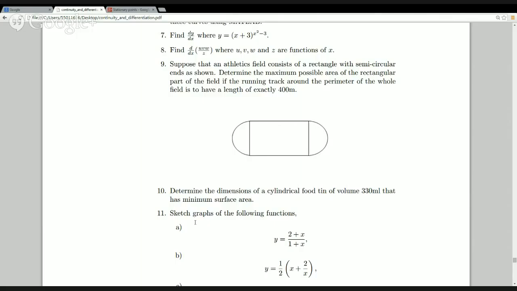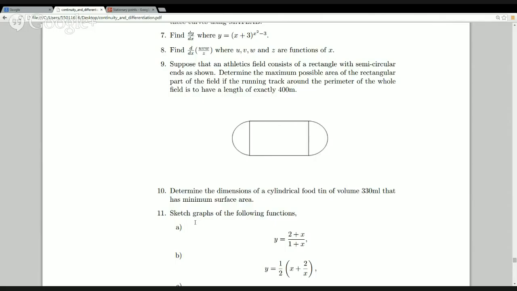So, what's the thinking here? I guess the thinking is that 330 mils is a sensible portion size, say for your can of Coke. And maybe the volume of a standard tin of baked beans is approximately 330 mils. So there's a thinking that that's a sensible portion size. Now, obviously, there are many different dimensions of tin that can contain 330 mils.